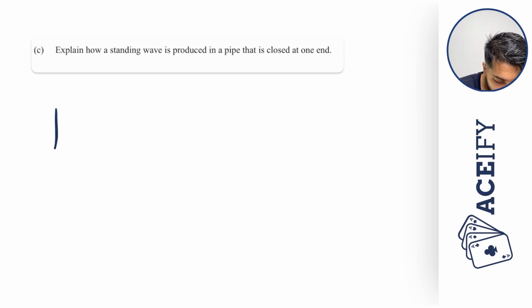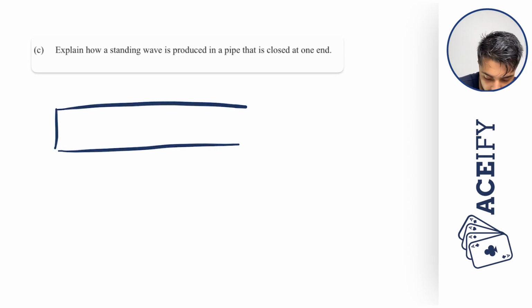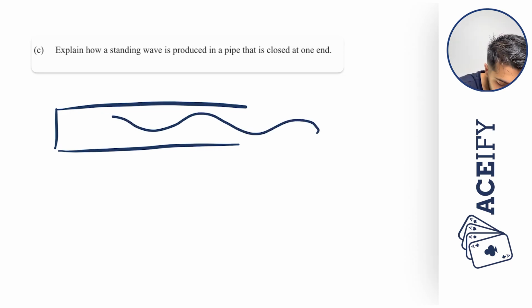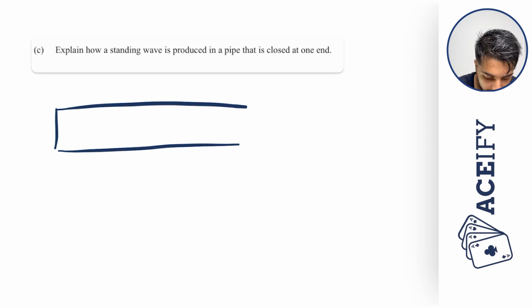Explain how a standing wave is produced in a pipe that is closed at one end. Okay, so if we draw our pipe that is closed at one end and open at the other. Sound waves are going to enter the pipe from the open end, obviously, because it can't enter from the closed end. And once these sound waves hit the end of the pipe, they're going to go through a 180-degree phase change. And because they go through a 180-degree phase change, they're going to be out of phase with the new wave that is coming in.